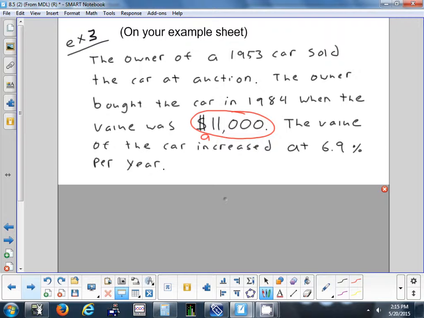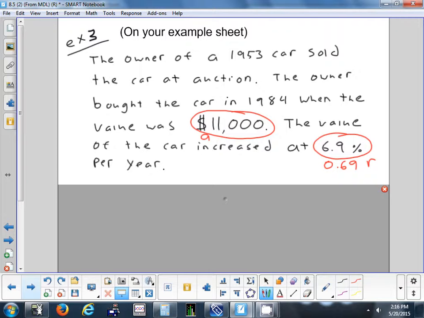Okay, do we have a rate? 6.9. Yep, there's our rate. How do we write 6.9 as a decimal? 0.69. There's our rate.